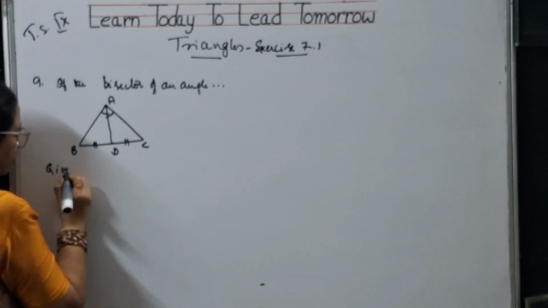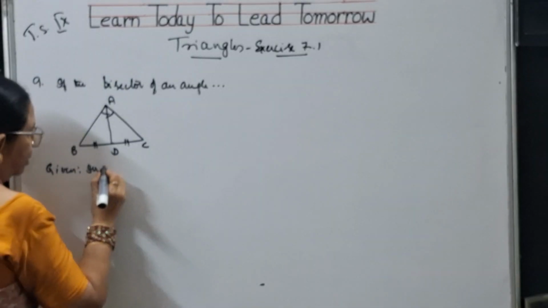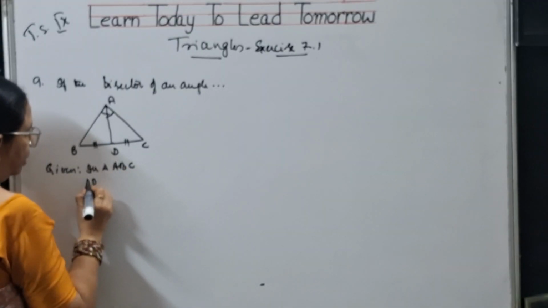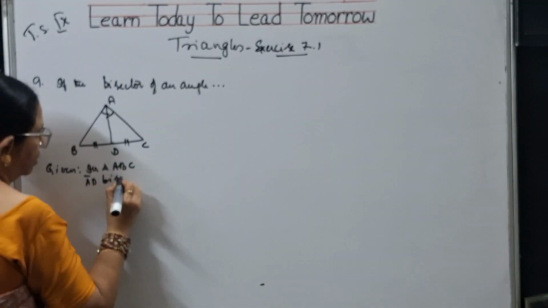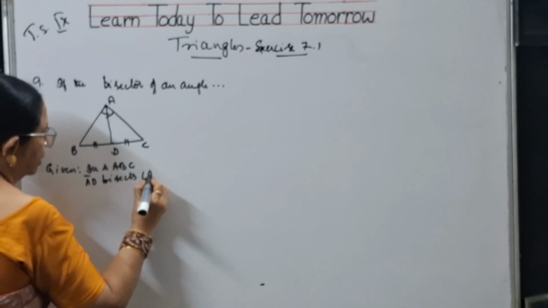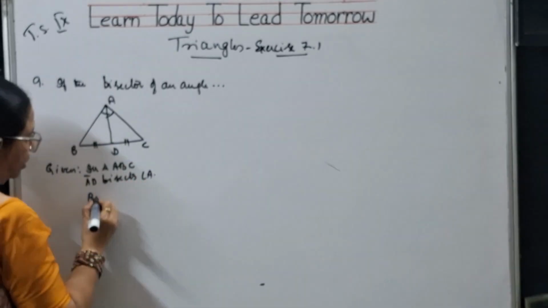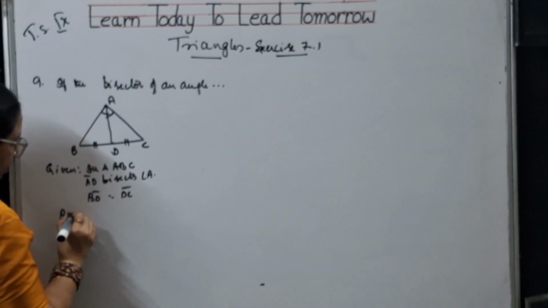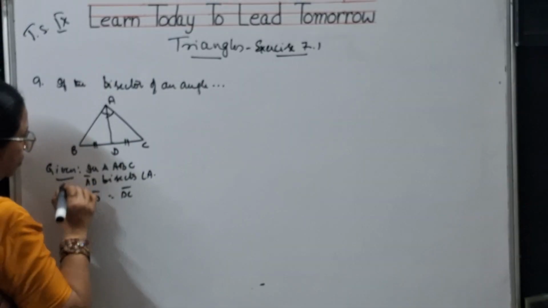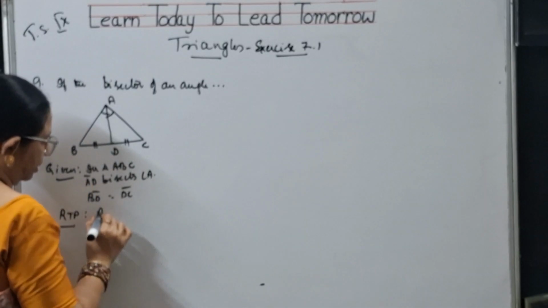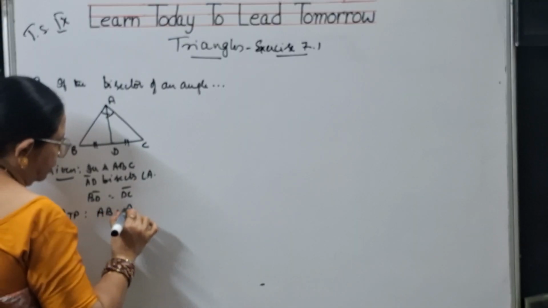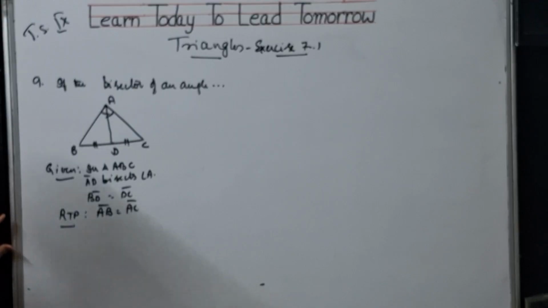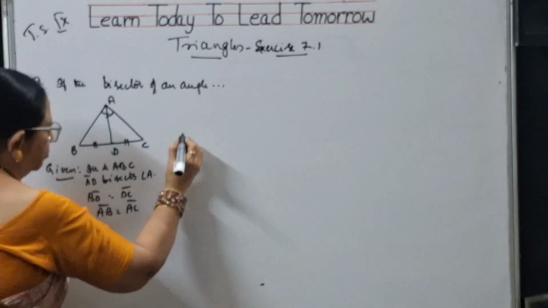So what is given to us? In triangle ABC, AD bisects angle A and BD is equal to DC. What is RTP? You have to prove that it is an isosceles triangle, means AB is equal to AC. When two sides are equal, then that is isosceles triangle. Now let us see the proof here.